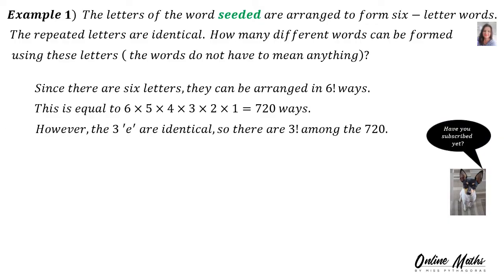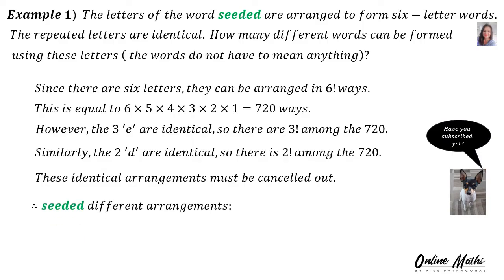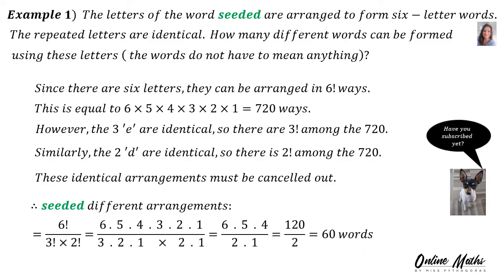However, the 3 E's are identical, so there are 3 factorial among the 720. Similarly, the 2 D's are identical, so there is 2 factorial among the 720. These identical arrangements must be cancelled out. Therefore, seeded's different arrangements will be.